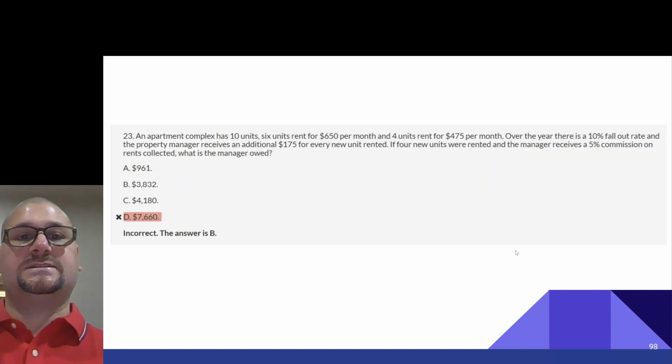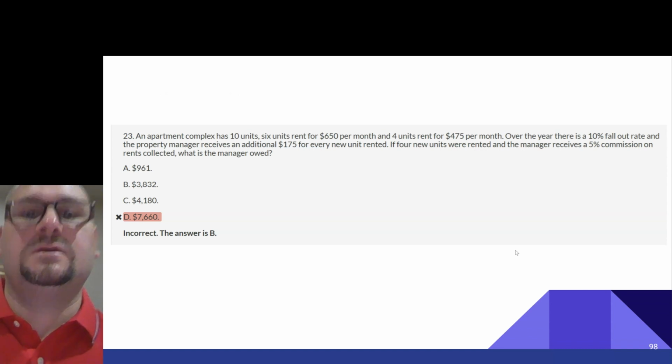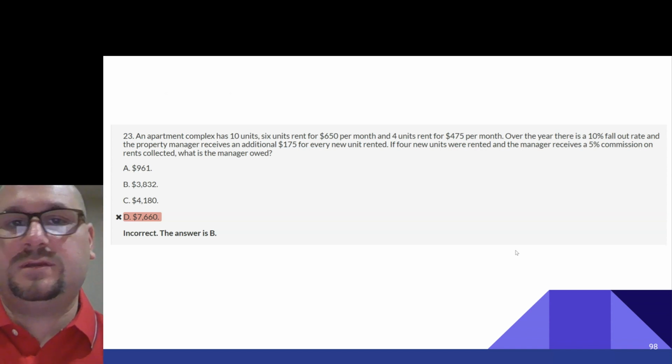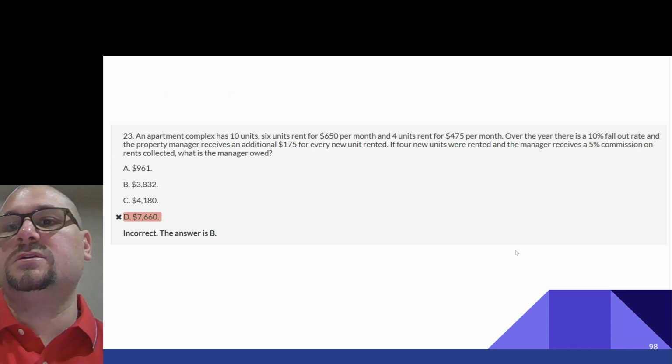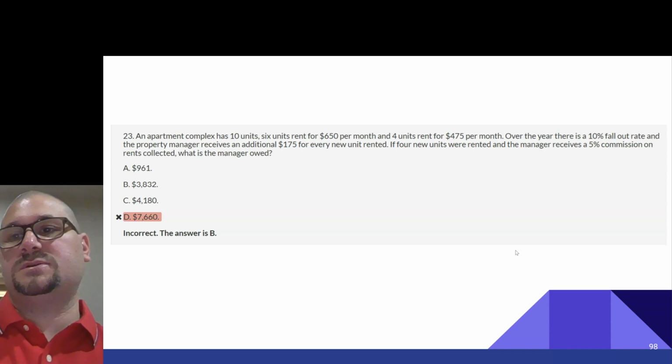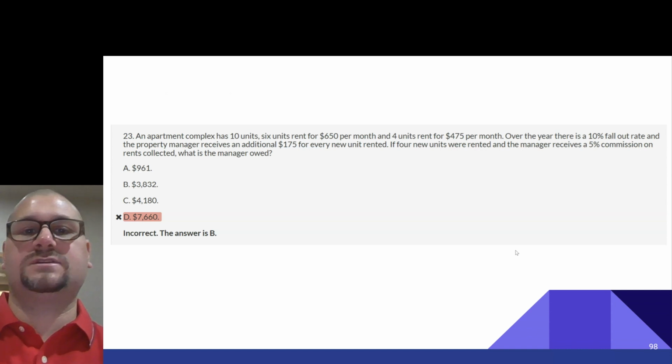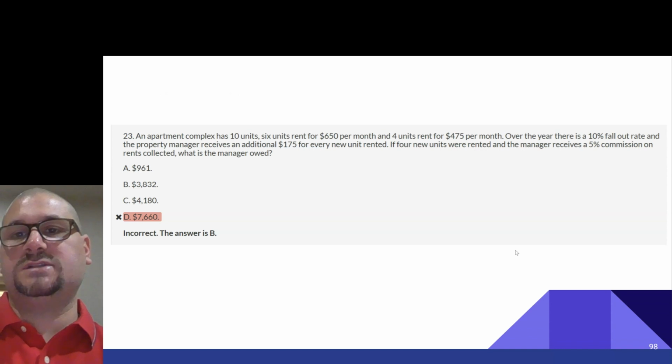An apartment complex has 10 units. 6 units rent for $650 per month, and 4 units rent for $475 per month. Over the year, there's a 10% fallout rate, and the property manager receives an additional $175 for every new unit rented. If 4 units were rented and the manager receives a 5% commission on rents collected, what is the manager owed?